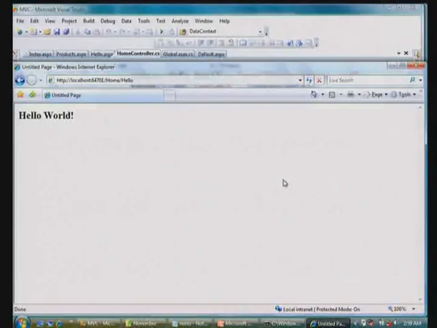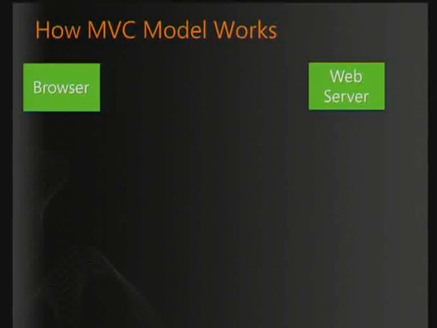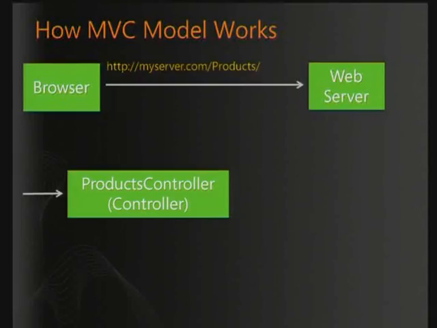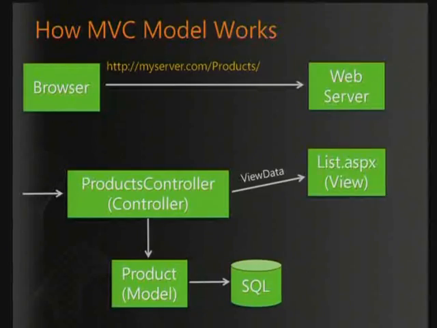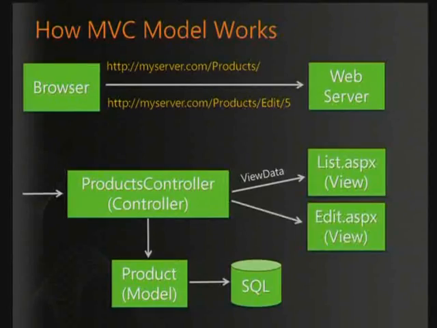Wrapping it up, we get that the browser makes a request to the web server. It's routed to a controller, in this example, products. That interacts with my backend data model to do whatever validation and retrieval I need. And then I render just a list.aspx page. I can further pull other information, like what action I want to do, like edit, pass it parameters like 5, and that goes to a potentially different view that takes care of it for me.